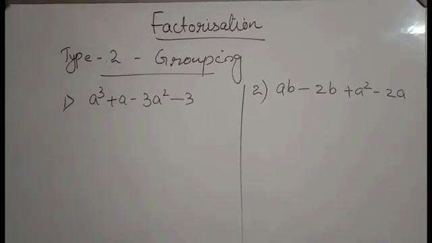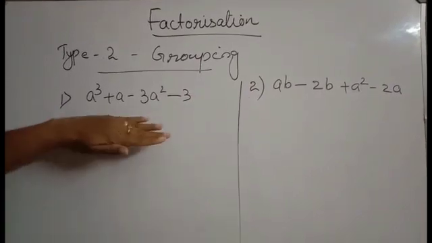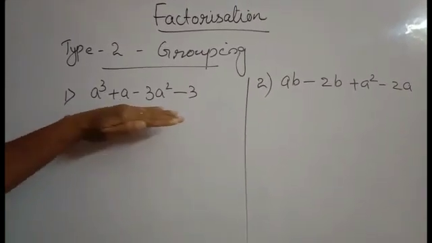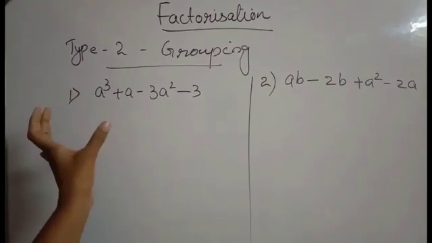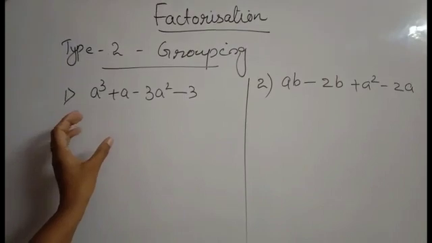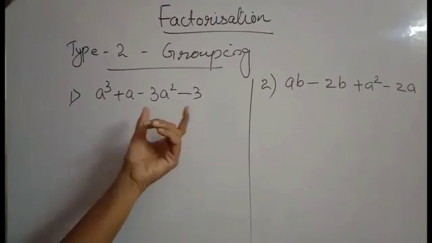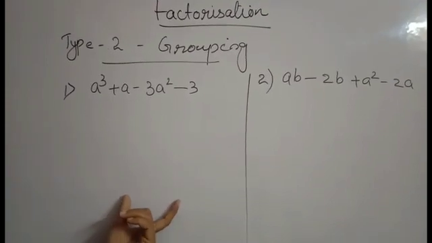Now let's see type 2. It's by grouping. Factorization by grouping. Look at the first question. When you get an expression, you need to group terms, like terms, or consider the terms where you can take some common factors. That way you have to group the given expression and then take out the common factors, and we'll be getting the final answer.